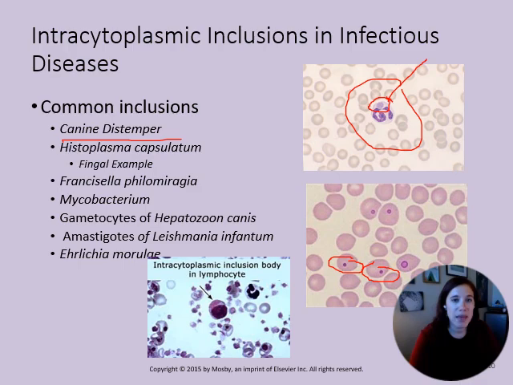We'll also go through more of these in class and look at pictures and differentiations. Histoplasma capsulatum will be a fungal example that we'll look at. So it's not necessarily a virus. We can also see this in fungal infections as well. Mycobacterium is going to be a bacteria, and so on and so forth.